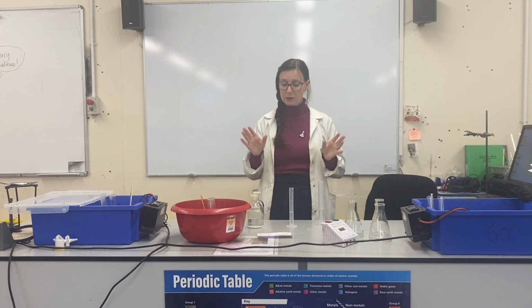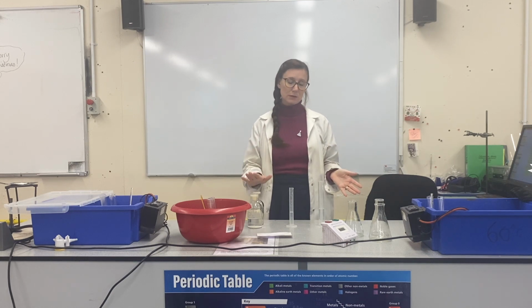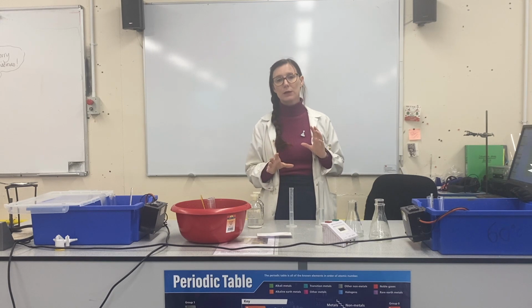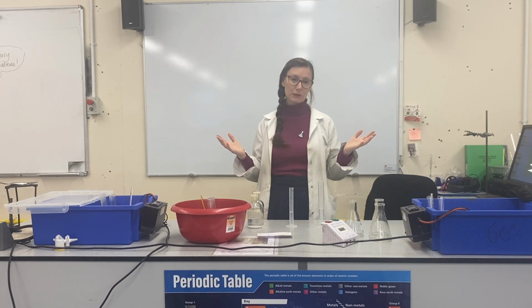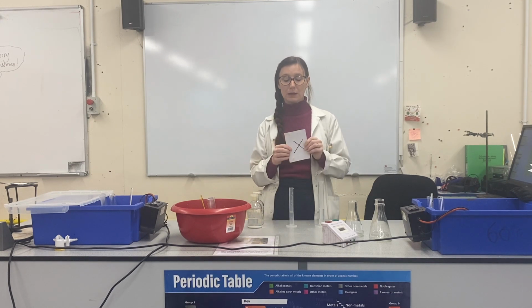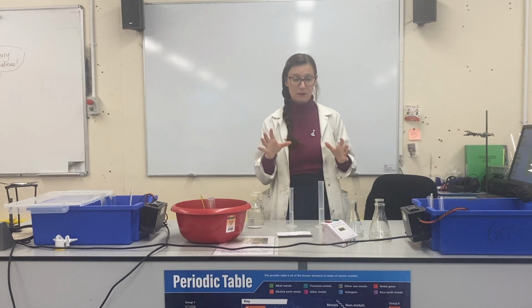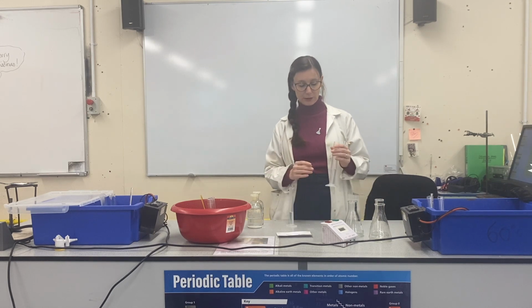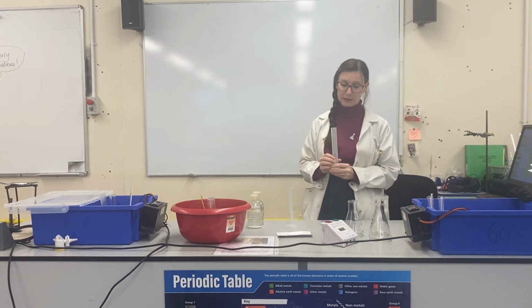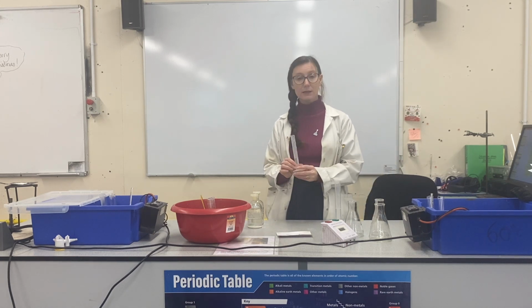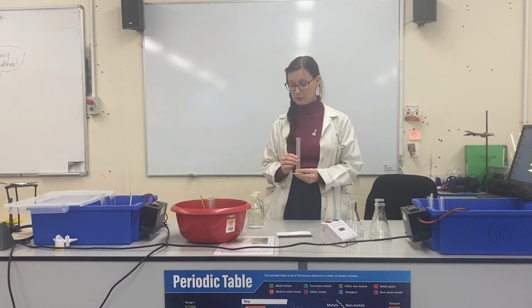Or we can do the sodium thiosulfate and acid experiment that we did when we were looking at how we can measure rate of reaction. So we're going to be looking at the disappearing cross. In this reaction we need some hydrochloric acid, which I have in this measuring cylinder here. I've got 25 centimetre cubes of that, and 10 centimetre cubes of the sodium thiosulfate.